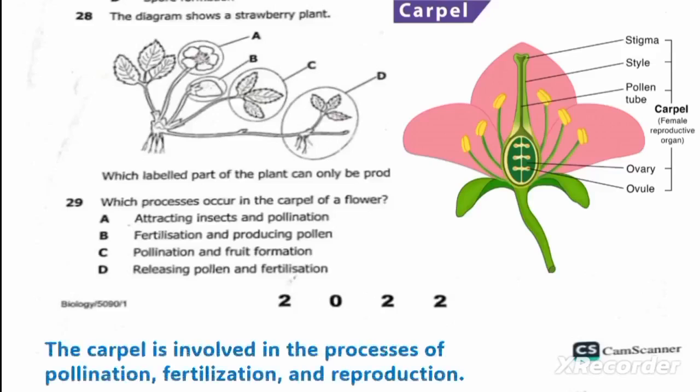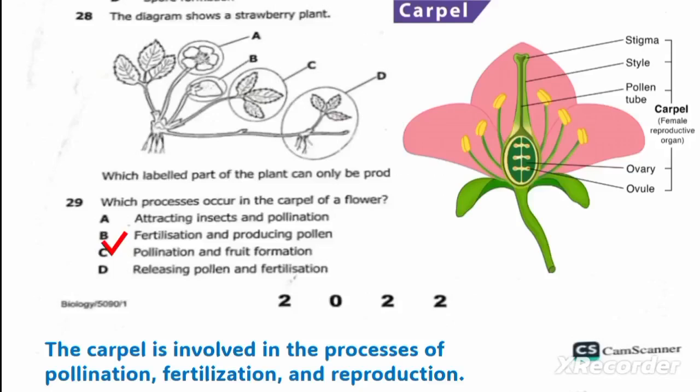So the function of the carpel is involved in the process of pollination, fertilization, and reproduction. The carpel is involved in the process of pollination, fertilization, and reproduction. So therefore, our correct answer is pollination and fruit formation.